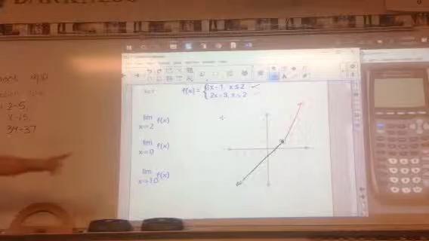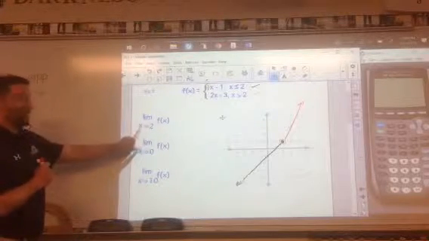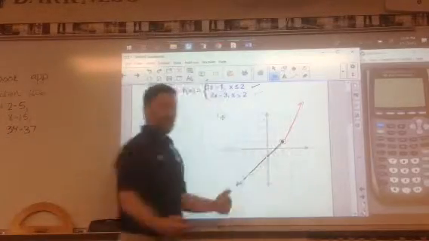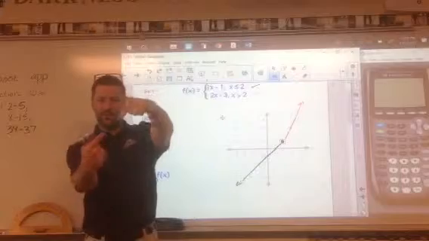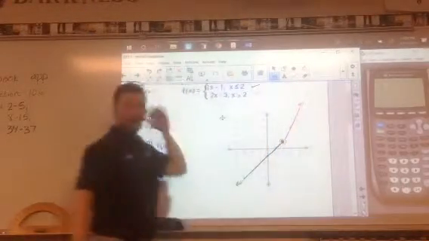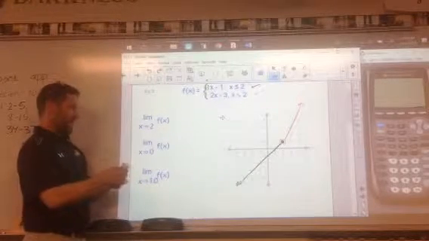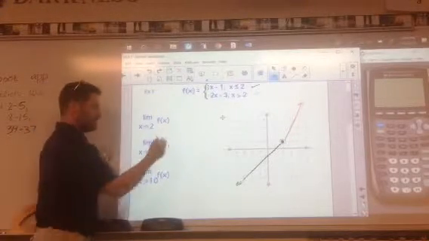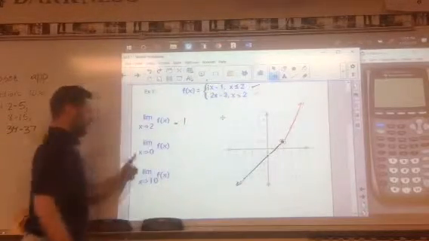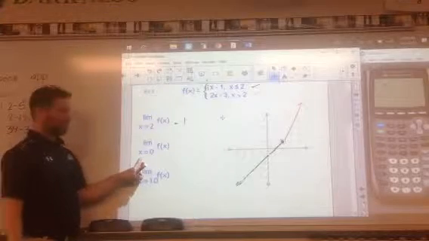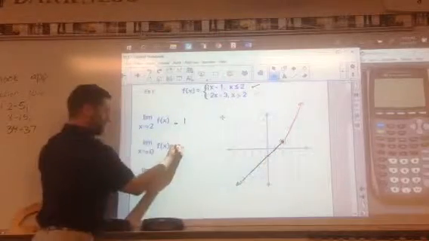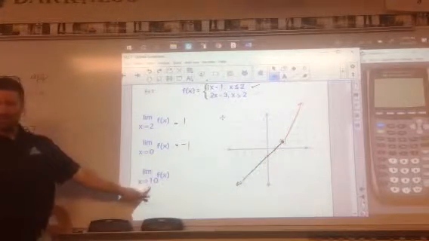Okay? Now, this problem wants the limit of f of x as x approaches 2. So I'm going to go to 2 on the graph, and I'm going to ask myself, do I get that thing where they come together? And if I do, my answer is how high up are the two graphs? So anybody have an answer for the limit as x approaches 2? I'm at 1. As x approaches 0? Answer is -1.